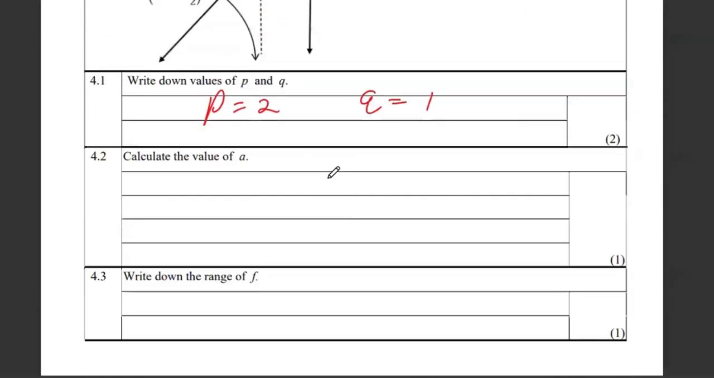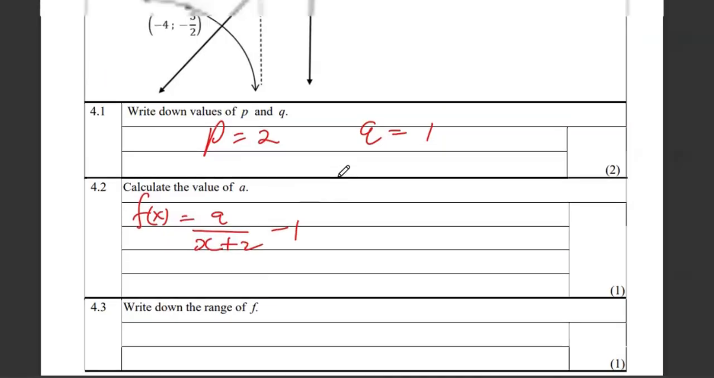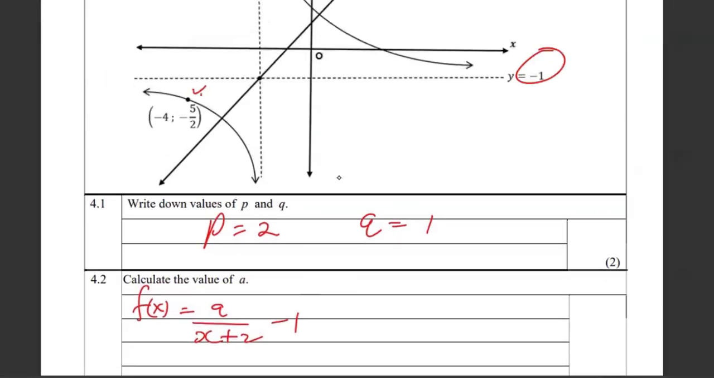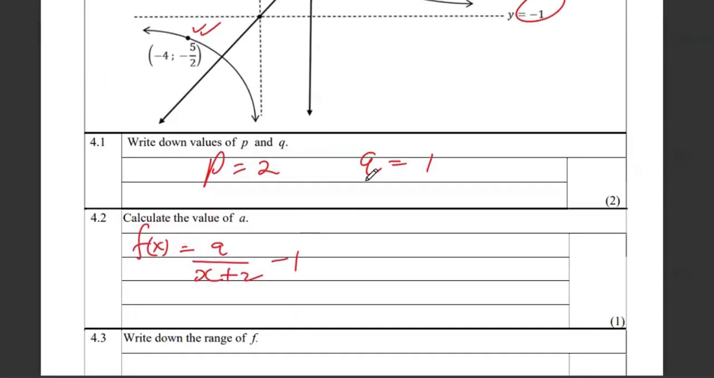Doesn't make sense, but it's fine. Let's give it a try. So f of x is equal to a over x plus 2 minus 1. We're going to use the coordinate that we know, the -4 and then the -5 over 2, because it can't be just 1 mark, there's a lot that needs to be done. Okay, so -5 over 2 is equal to a over -4 plus 2 minus 1.